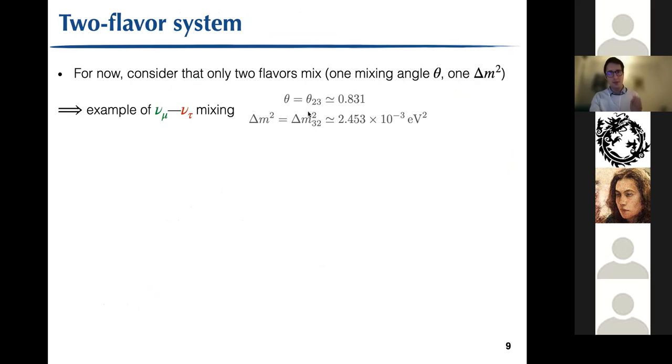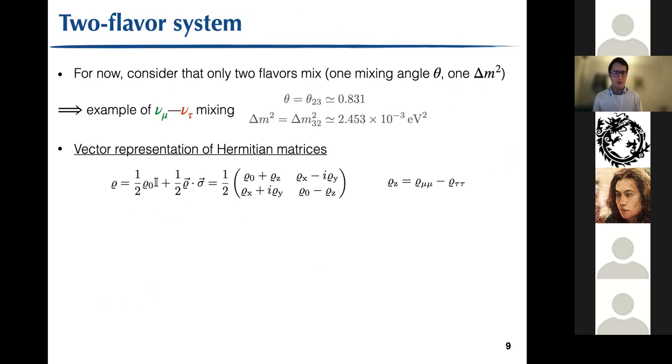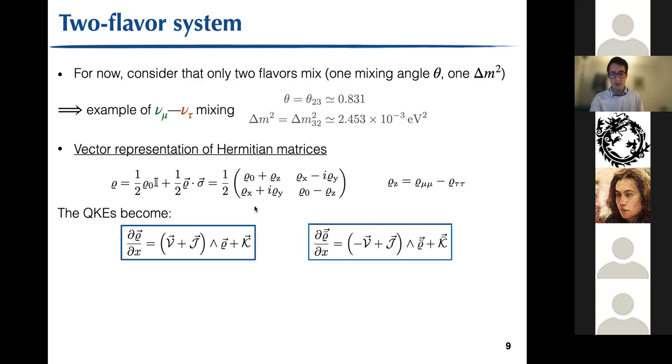And the 2-flavor system is particularly convenient because there is a possible vector representation of the matrix. Because if you expand the density matrix on the basis of the Pauli matrices, then you can rewrite rho as a vector, rho x, rho y, rho z. And for instance, the z component gives you the difference between the mu and tau occupation numbers. So this will be very important in the following. And if you use this vector representation for all the objects in your quantum kinetic equations, you can rewrite them in that way. So note that the commutators that were here for the mean field terms became cross products.